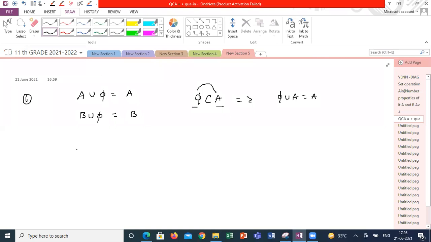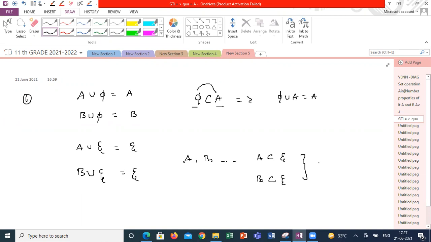And another application: if A union universal set, what will I get? Universal set. B union universal set, universal set. Because A or B, or whatever the sets are for a particular situation, they are always subsets of the universal set. A is a subset of the universal set. B is a subset of the universal set.